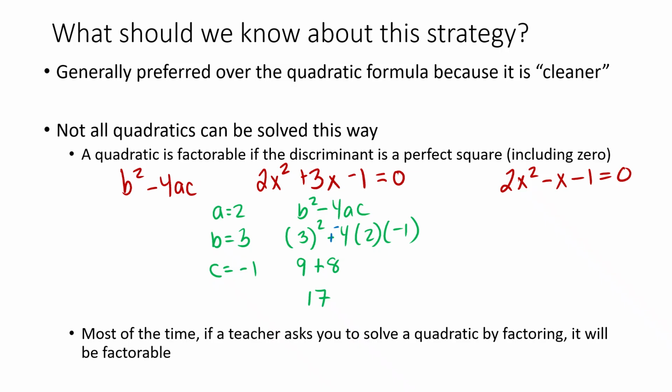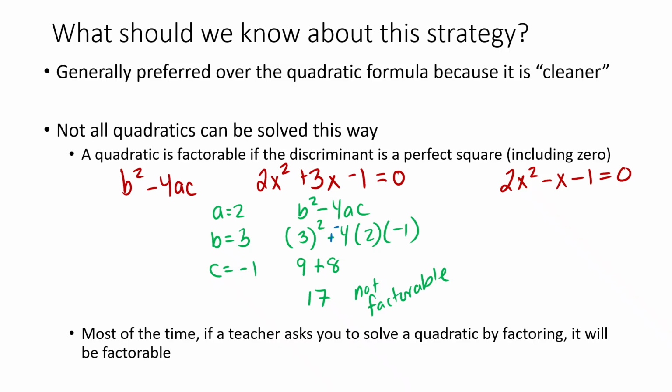17 is not a perfect square, so this is actually not factorable. If you set up your area model or you did your slide divide, whatever you were doing, you would not be able to find the numbers that work. You'd list out all of your possible factor pairs, and none of them would actually work. And that's because this is not factorable.